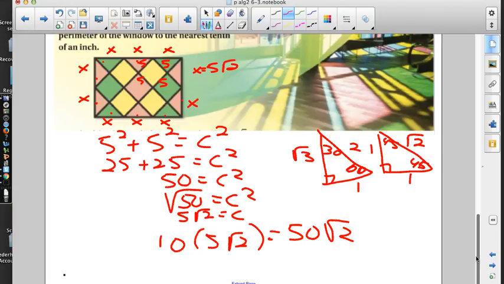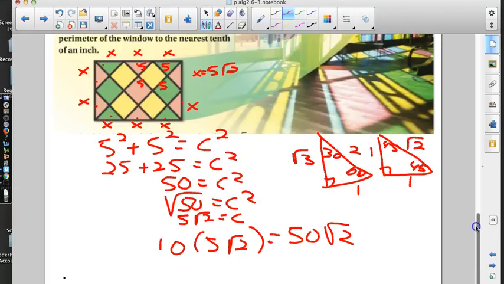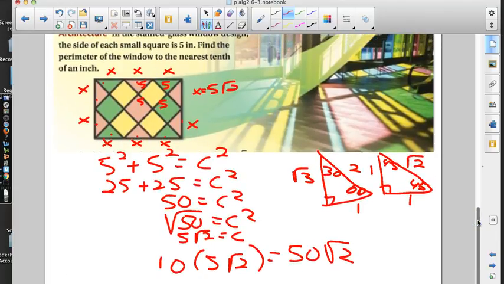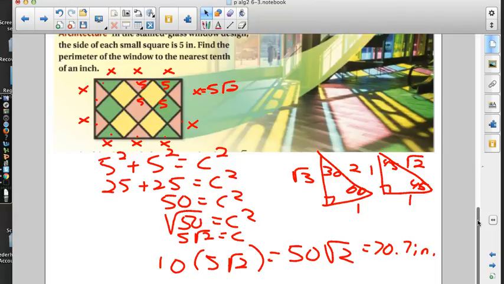So we've got 50 square roots of 2, and what I would check is, did they say they want this rounded to something? Because that's a perfect answer. I'd like to leave my answer perfect. But find the perimeter of the window to the nearest tenth of an inch. I know you don't have your calculators with you. So we would punch it in and find out that we have 70.7, and this was in inches. And we'd have it. So the special relationships do help us go faster with the math.